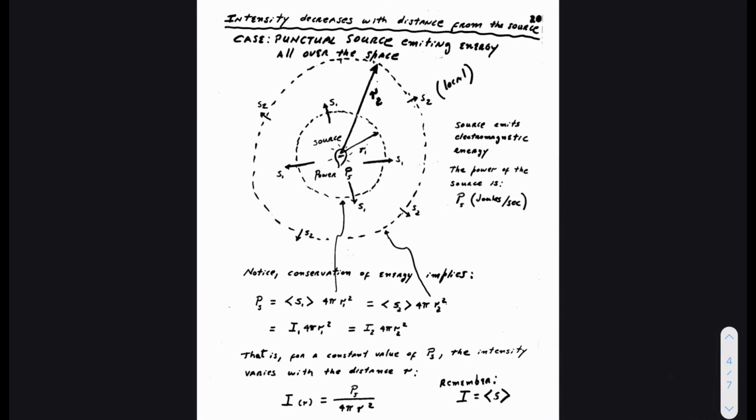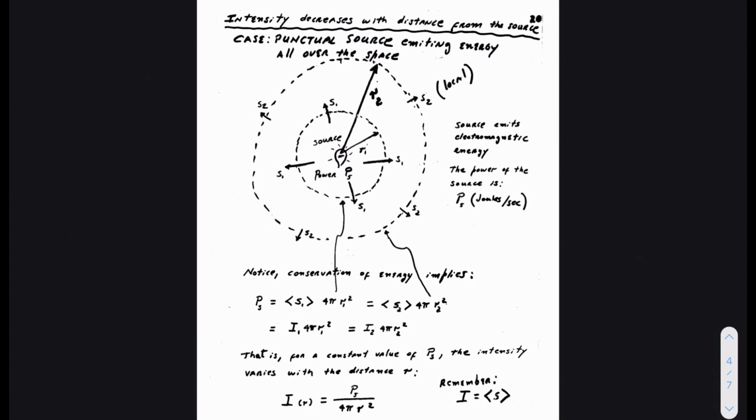Okay, so now let us prove an important fact that intensity decreases with distance from the source. So let's say we have a source which is constantly emitting energy all over the space. Let's say the power of the source is PS. Now if we imagine a sphere like this, then the average power per unit area should be equal to the power of this source divided by the area of this sphere. So that means that we can write that this power of the source is equal to the average power per unit area for this surface times the area of this surface.